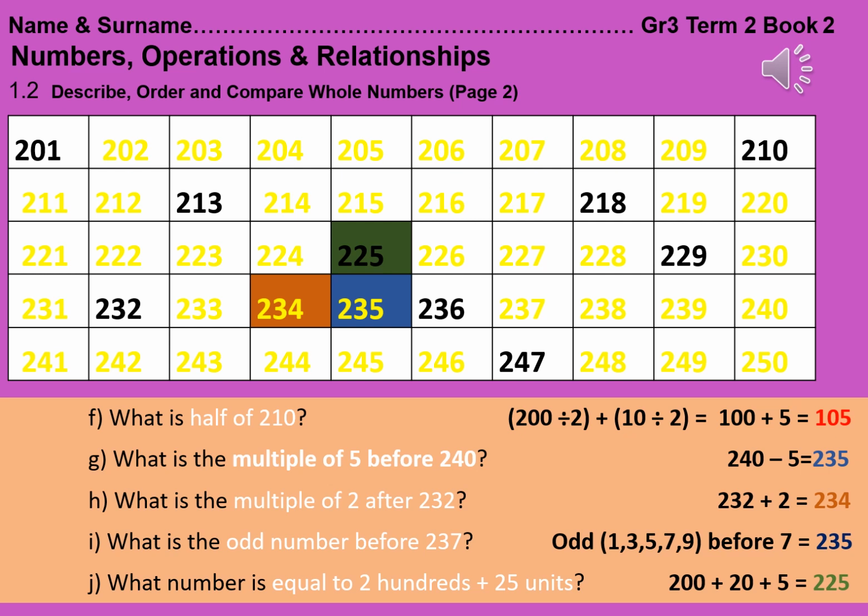Number J, what number is equal to 2 hundreds in words plus 25 units? So let's break it up into numbers. 2 hundreds plus, now 25 units. Remember, you can't have the 20 in the 5's house. You've got to push him over to the 10's column. So it's 20 plus 5. So 200 plus 20 plus 5 is 225.